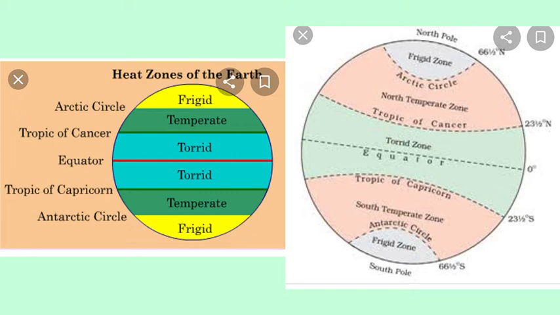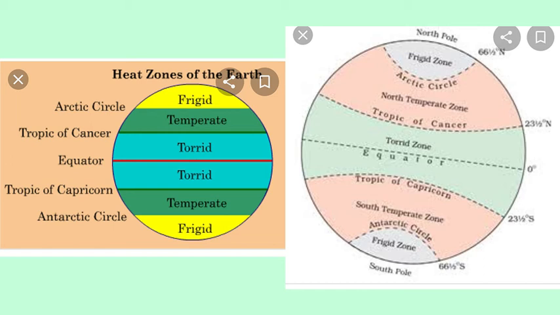Clear? Sunlight falls obliquely here, and here the sunlight does not fall vertically. Sunlight falls obliquely, so it is cooler than the torrid zone. As a result, this zone is cooler than the previous zone, the torrid zone. Clear? Because the only reason is that here sunlight falls not vertically but obliquely. Clear? Okay. My next point is frigid zone.